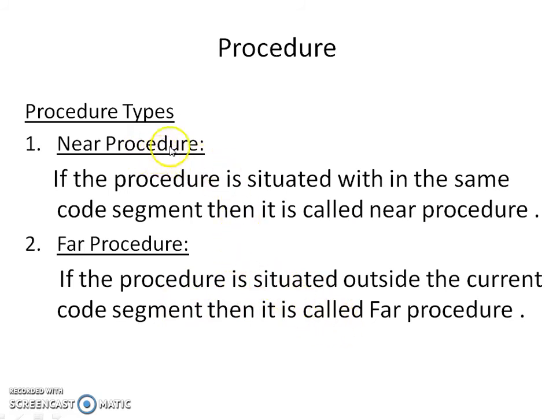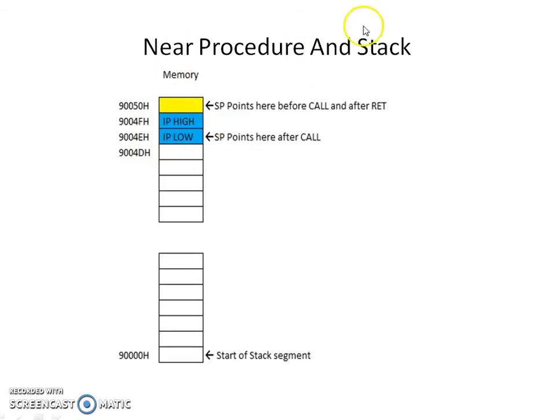A procedure is implemented, as I already told you, with the help of the call instruction. What happens when a near procedure is called, how the call instruction gets executed, and how the control transfers back to the mainline program, I will explain with the help of a diagram. For the near procedure and stack, here the start of the stack segment is 90,000H, and the stack top is pointing to 90,050H, and SP is initially pointing here before the call instruction.